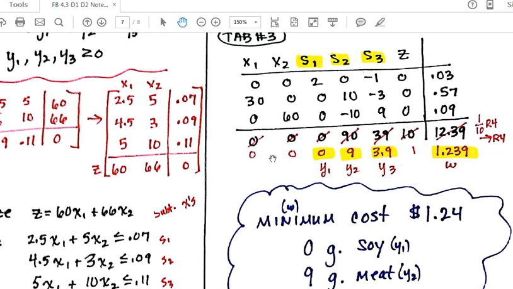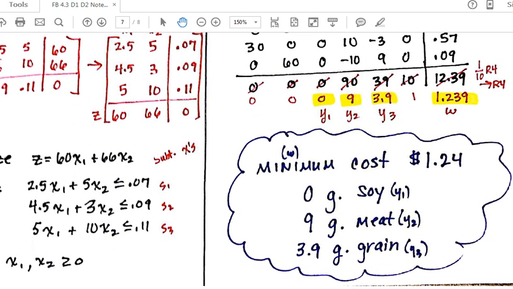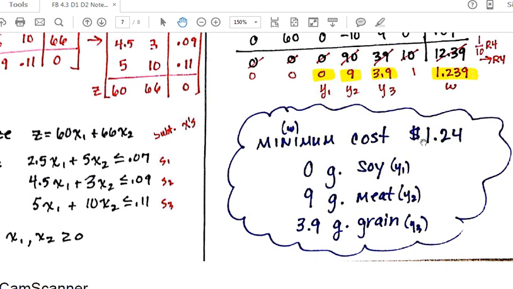When I take my simplex tableau from here, I notice that I'm solving a standard minimization problem, so z has to be equal to 1. So I divide out the 10. I had all positive numbers, and I actually get my answers from this bottom row here. So my minimum cost, my W, is the same as Z, which I'm going to put as $1.24 instead of 1.239, since it's money. And then I've got 0, 9, and 3.9 as the amount of soy, meat, and grain. And again, I read the problem that way because it is a standard minimum.